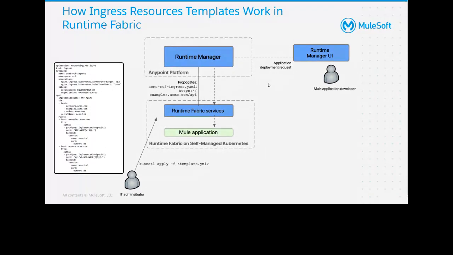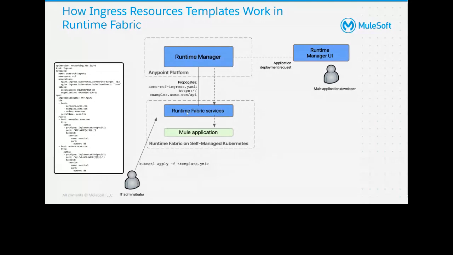All you need is for your Kubernetes administrator to create Ingress configurations and apply them in the RTF namespace, and the RTF agent will automatically communicate it to Runtime Manager. You can then choose which domain you want to associate with your Mule application when you deploy it. And when you deploy it, again, the RTF agent will automatically create the Ingress resource for the Mule application. You don't have to manually create it. It will automatically create it, and now the Ingress controller will know how to route the traffic.